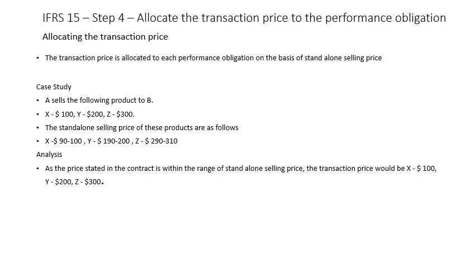Now let's look at a case study to understand this concept in a better way. A sells the following products to B: X for $100, Y for $200, and Z for $300. The standalone selling prices of these products are as follows: X in the range of $90 to $100, Y in the range of $190 to $200, Z in the range of $290 to $310. Now, as the price stated in the contract is within the range of standalone selling price, the transaction price of the three products would be X $100, Y $200, Z $300.